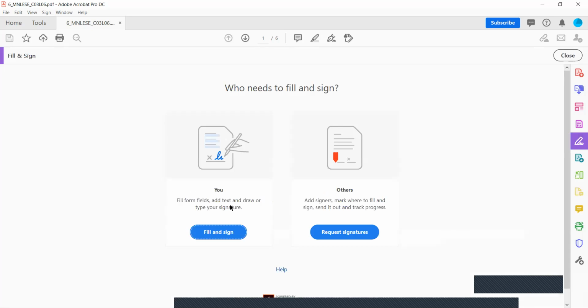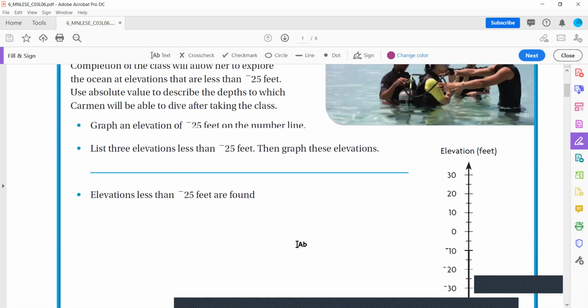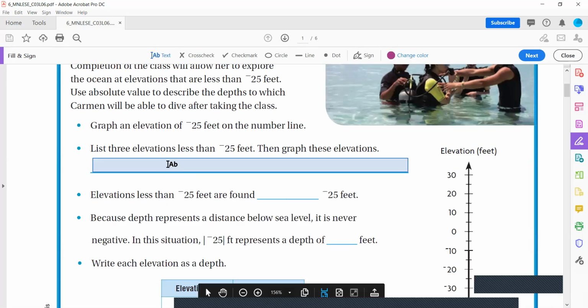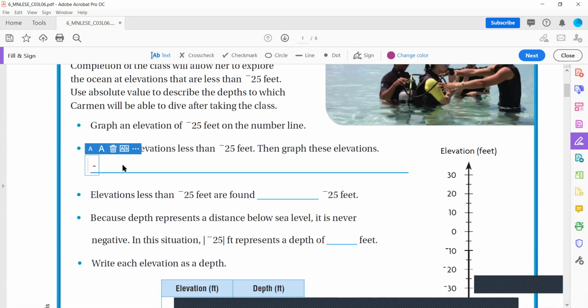Malak told me to say minus 30. Very good. Minus 30 is less than minus 25. I'll write here minus 30 feet. I said less than minus 25. Yes, minus 30 is less than minus 25. If it was positive, you would write 24, 23, but this is negative. So she's correct.